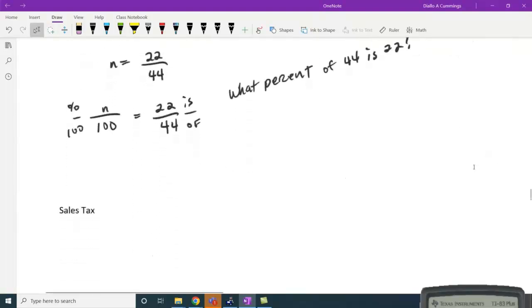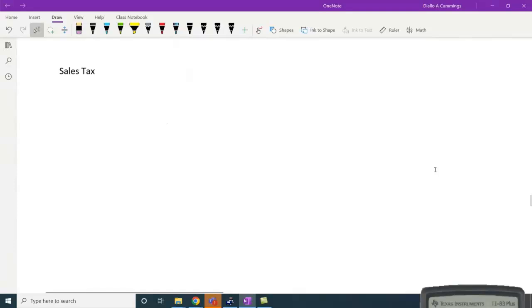All right, now we're going to move to the next section, and this is actually in 2.2. In this section, I believe it talks about sales tax, sales rates, commission rates, and then at the end there's something called luxury tax. I'm going to write out a few formulas that deal with sales tax.